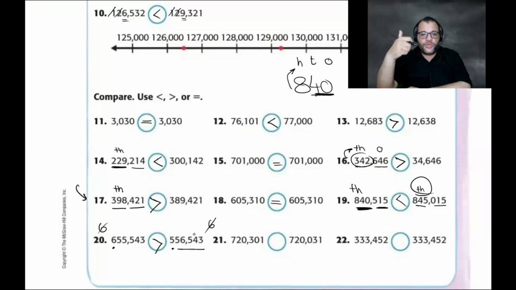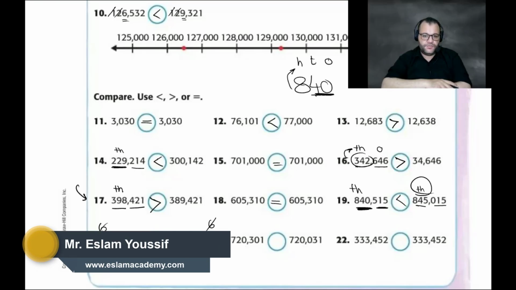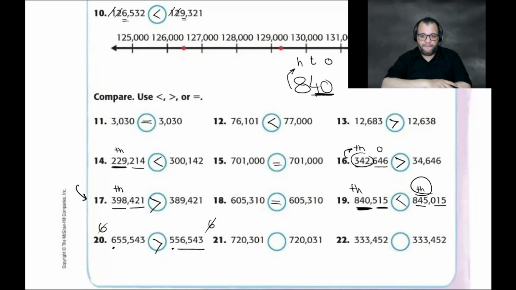So number one, you need to count the digits. Number two, you need to start from left to right. Check if they are the same, go to the next one. If they are not the same, compare between them. But that's only if they have the same number of digits. Okay? So we need Amr Fauzi to solve this one. Amr Fauzi? Solve question number 21.